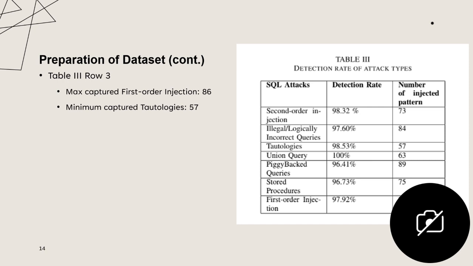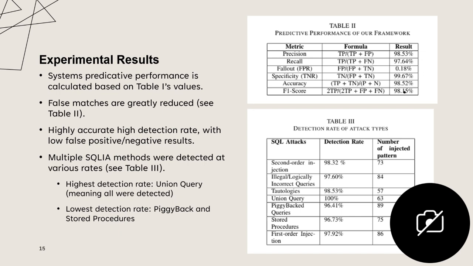Here is a visual representation of some of the findings from the SQL injection attack detection experiment. We have listed the max first order injection at 86 and the minimum captured totalities at 57. You can see that at row 3 of table 3. Regarding the experiment's results, the system's performance is calculated based on table 1's values. False matches are greatly reduced, as shown in table 2. Highly accurate, high detection rate with low false positive and low false negative results were present. Multiple SQL injection attack methods were detected at various rates. This is shown in table 3.